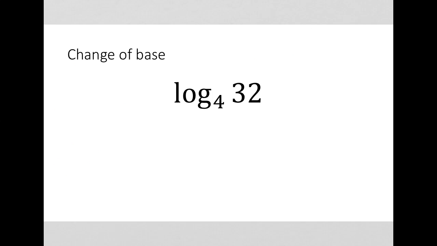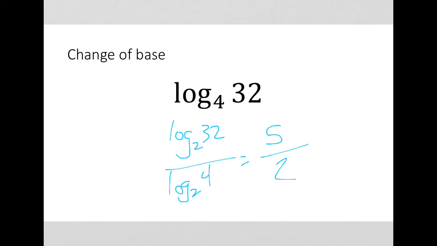So we'll do it again here. Again, just look at what base you could use to write these numbers. It is, again, going to be base 2. So I'm going to say log base 2 of 32 divided by log base 2 of 4. Because I know that 2 to the power of 5 gives me 32, and 2 to the power of 2 gives me 4. So I get my answer of 5 halves.